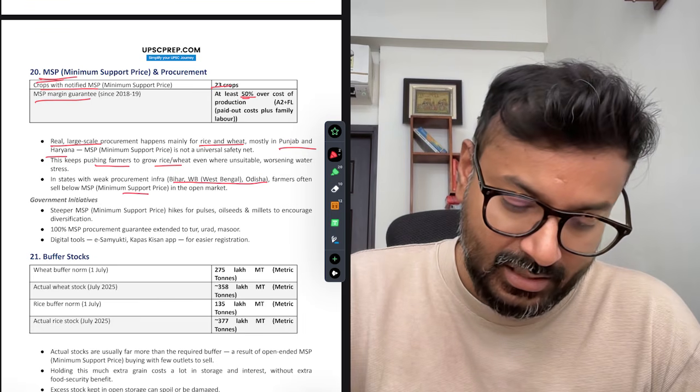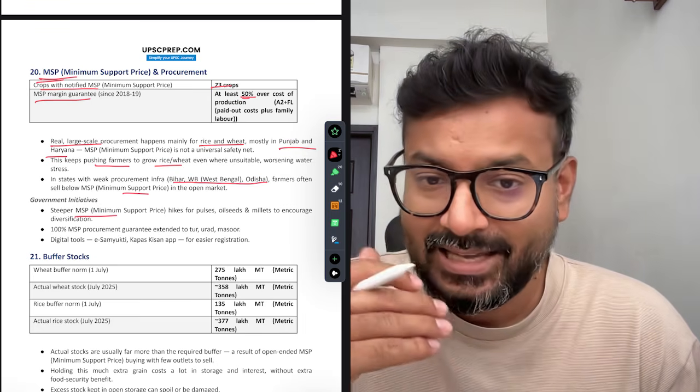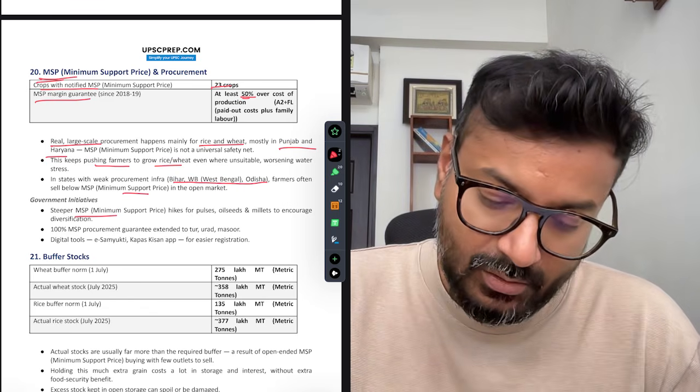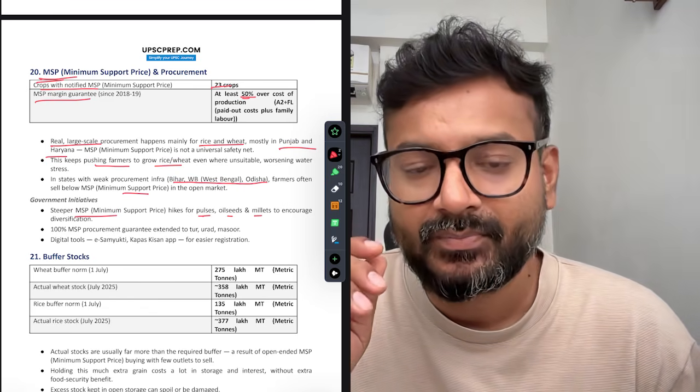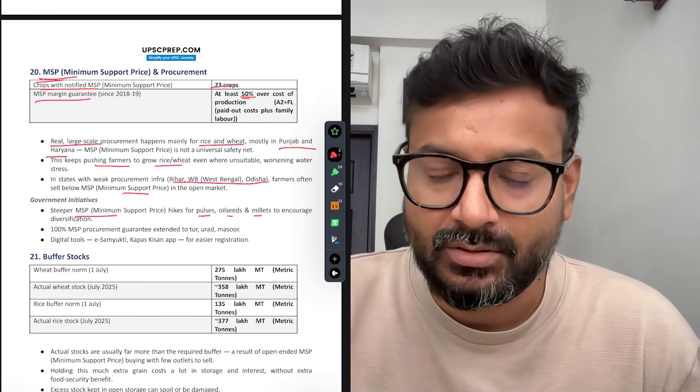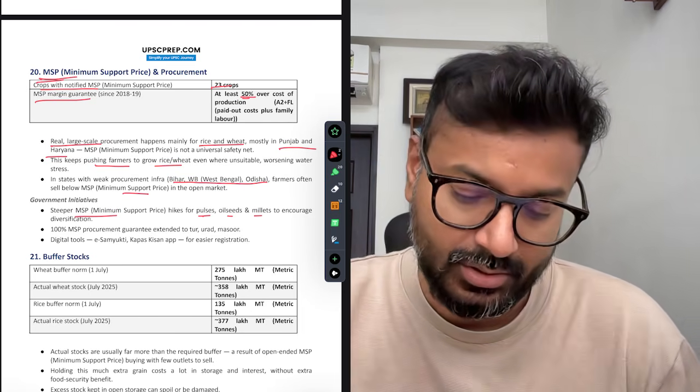Now, what is the government doing here? One is the MSP hike it is doing, particularly for crops that the government wants to incentivize. For pulses, oil seeds, and millets, the government sets an MSP which is even higher than 1.5 times the cost of production, so generally around 2 times the cost of production.